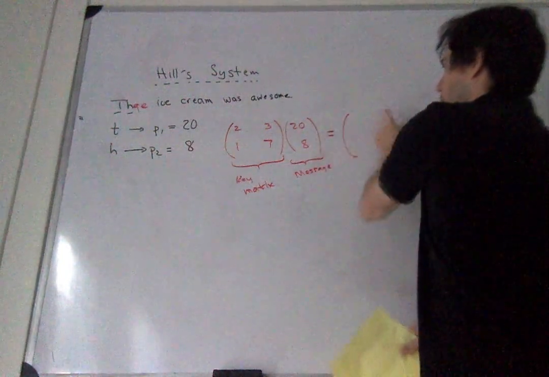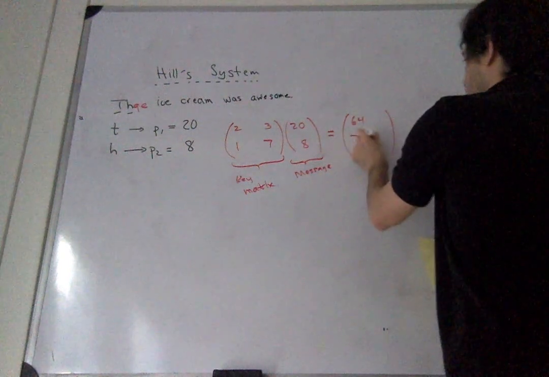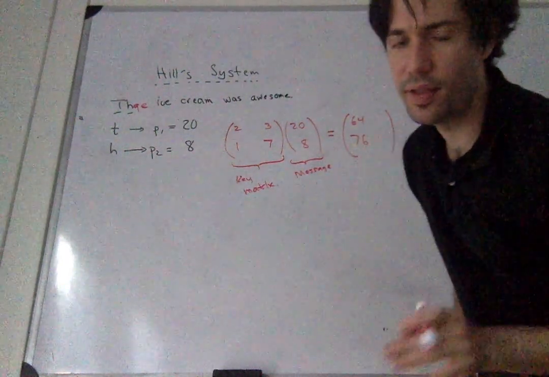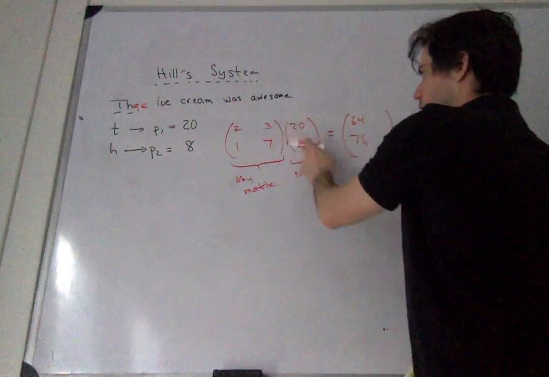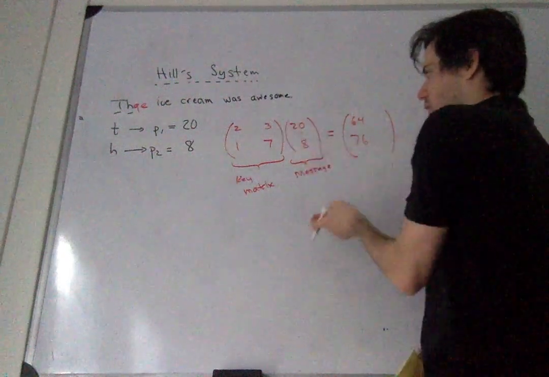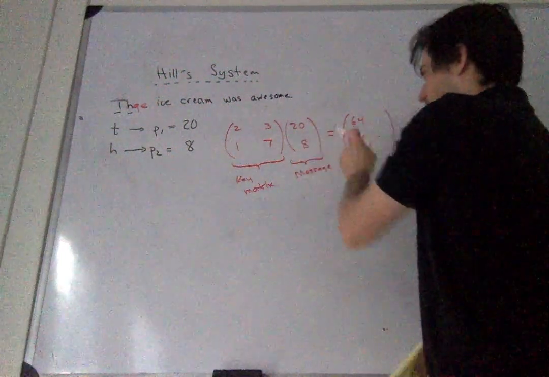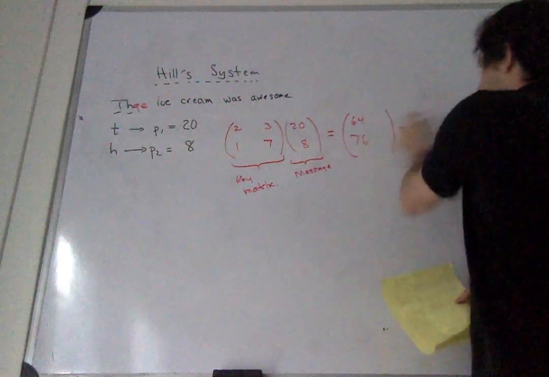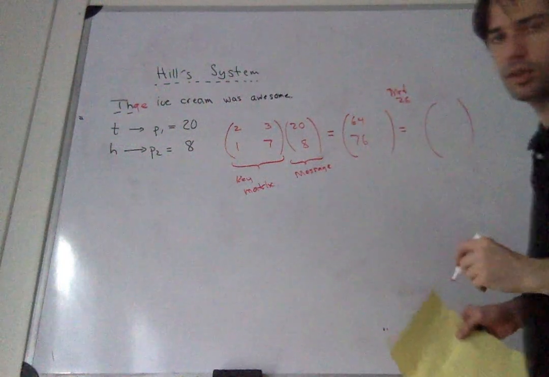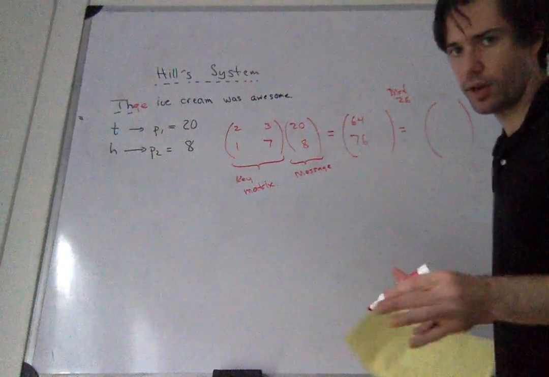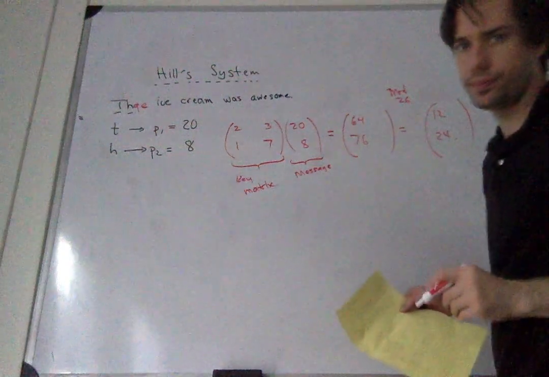So if I carry this calculation out, I get 64, 76. And this is very simple to show, right? So 2 times 20 is 40, plus 3 times 8 is 24. 40 plus 24 is 64. 20 plus 56 is 76. But we're going to have to do this mod 26. So everything is going to be mod 26, right? So this is going to become 12, 24.